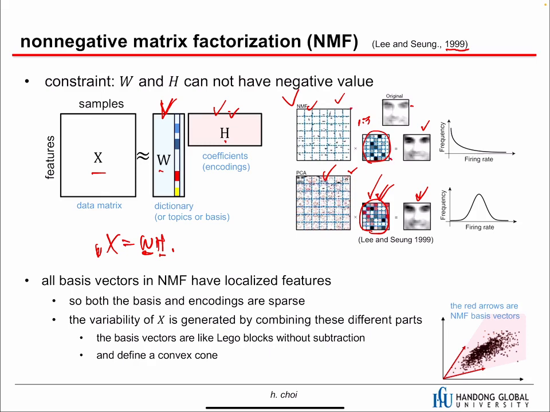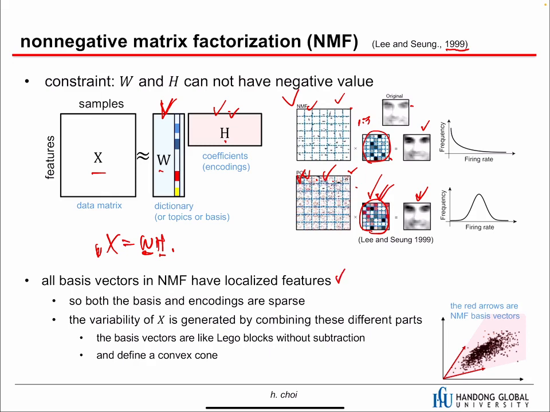And in PCA, the first eigenvector has the most information about the data, right? And the second has the second most information, and so on. So we have to use all the basis vectors in PCA. So that's the difference between NMF and PCA. We will talk about that later, the compact coding and the sparse coding.